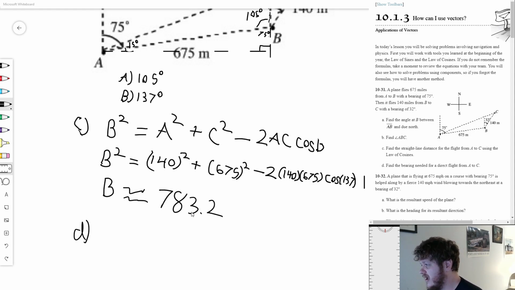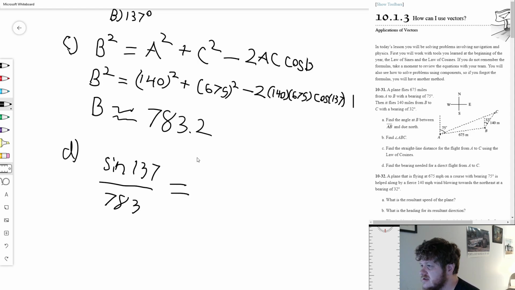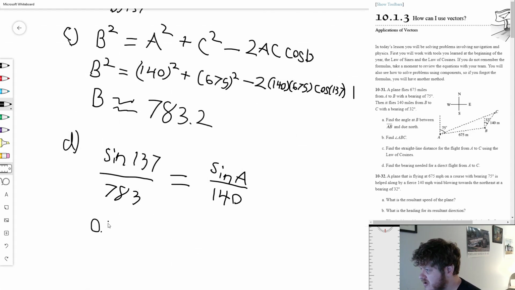So with this, we would have, let me give myself some more room, sine of 137 over 783 equals, and then based on our thing, our length would be 140, and then we'd say sine of A. So then when we solve this out, we get 0.122 is approximately equal to sine A.